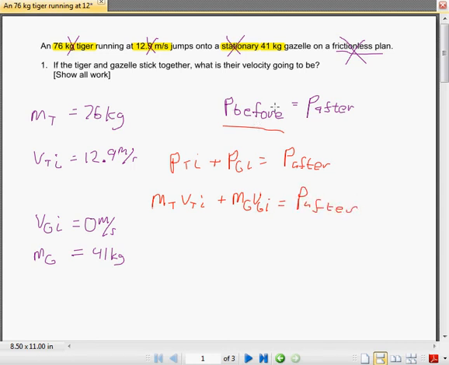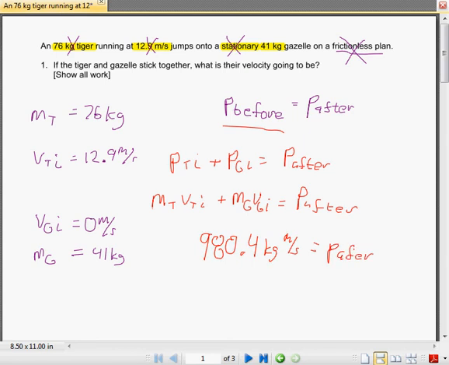Remember, before equals after. I'm just going to plug this into my calculator. It's right next to me. You won't be able to see my work, but 76 times 12.9 plus 0, basically, because it's going to be 0 times 41. And when I hit that, I get 980.4. So 980.4 kg meters per second equals P after.